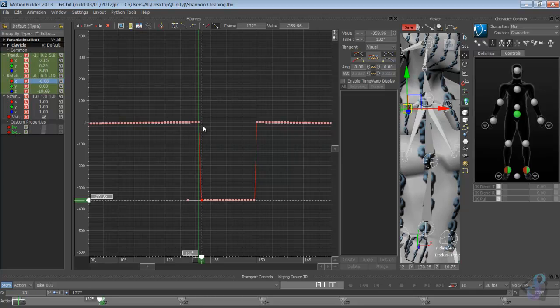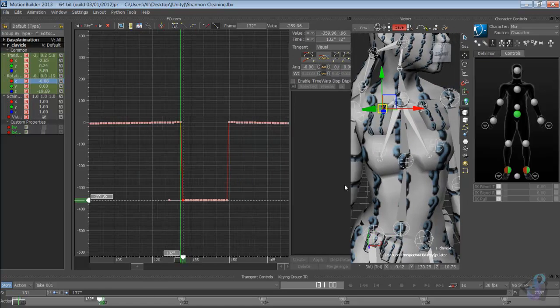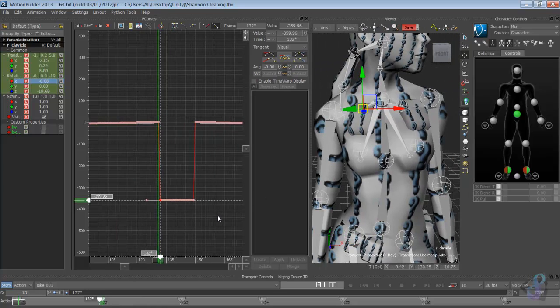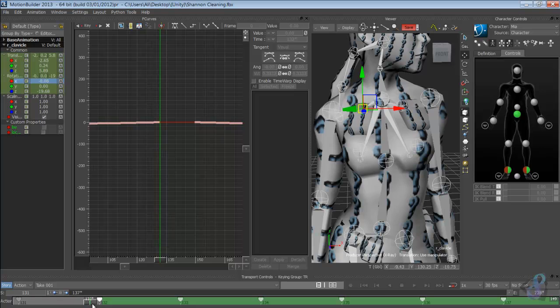This jump, in computer words, is a full rotation from 0 to 359 in the negative direction. So you have two ways of cleaning this one, and I'll show you both. First, select all of these, delete. Now if I scrub, you won't see any jerkiness again. So we solved that problem, okay? That's one way of doing it. But there is another way of doing it too.